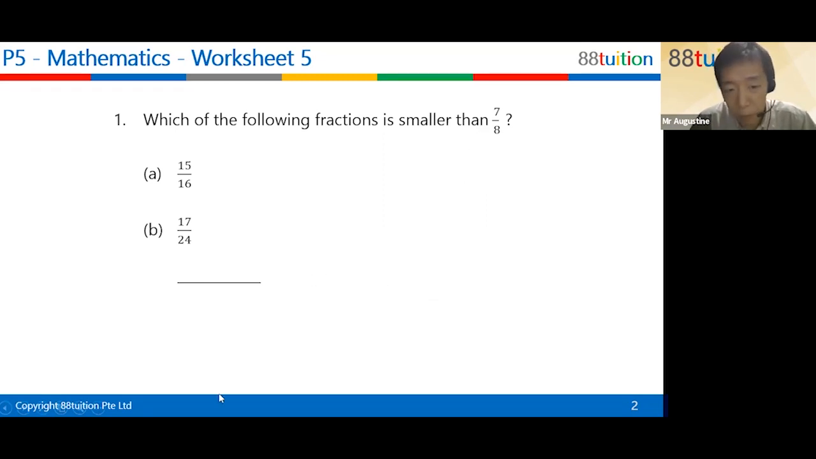Okay, so we can actually find the equivalent fraction. As what Gordon said, it is definitely wrong, so B must be the answer, but why is B the answer? We can also find the equivalent fraction of 7 out of 8, which is 21 out of 24. Okay, so this is our warm-up question.